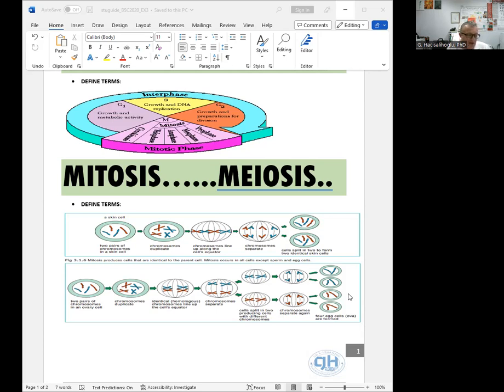Also pay attention here: meiosis does the opposite of fertilization. Meiosis reduces the chromosomes to haploid. Fertilization combines them again, making them diploid. So meiosis and fertilization are two very important processes in life cycles. They alternate between sporophyte and gametophyte, gametophyte and sporophyte.